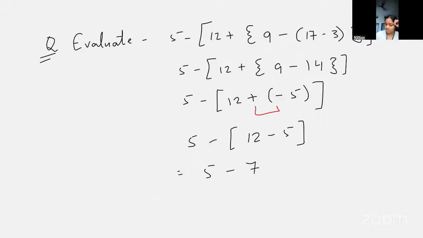Ma'am, is the answer minus 2? Minus 2. Yes. Minus 2. The answer is minus 2. Okay, so this is how we solve with all the brackets. Any doubt, any questions? Hope everyone has understood this.